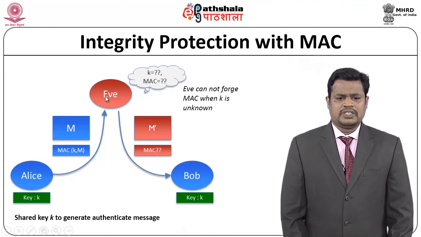So now what happens is, even though Eve captured the message, you can forge the MAC only when K is known. Now Eve doesn't know the K value, so she cannot reproduce the particular message. So even if Eve sends M dash, she is not able to generate the MAC. So now our message is protected, and the integrity is ensured with a MAC.